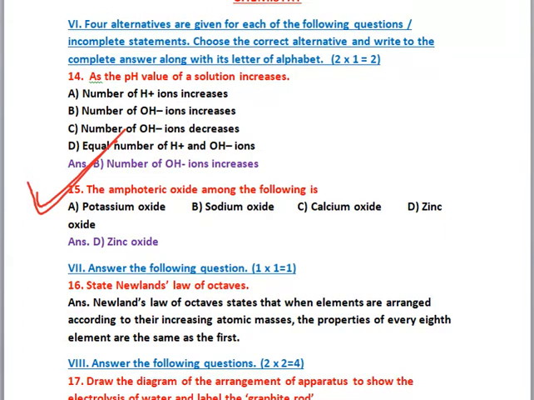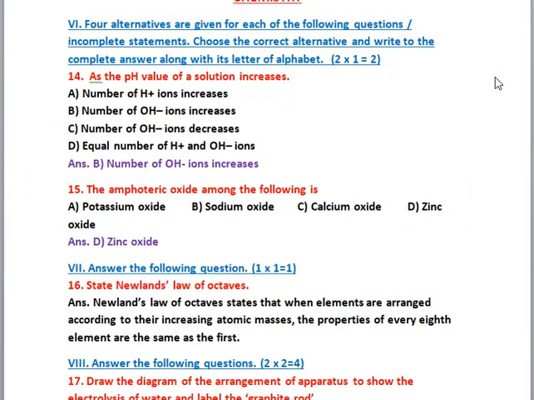Potassium oxide: no, it's not an amphoteric oxide. Sodium oxide is also not an amphoteric oxide. Calcium oxide is also not an amphoteric oxide. The correct answer is zinc oxide. Remember that only two amphoteric oxides are given in your textbook: aluminum oxide and zinc oxide. So in this case we are getting our option zinc oxide. Our correct answer is zinc oxide.